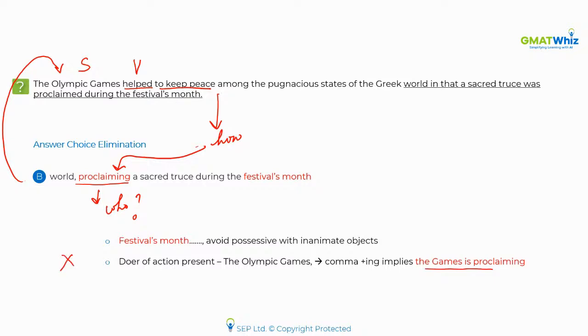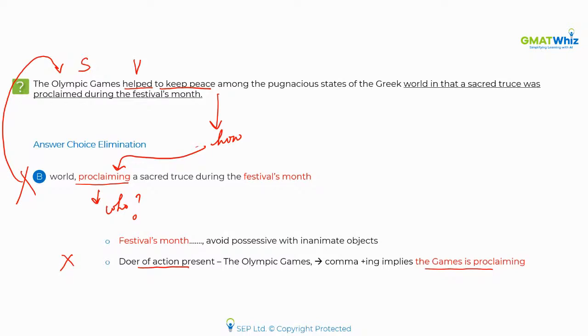So when you are checking for a comma plus ing modifier after a clause, check if you have a doer of action. If you have a doer of action, then the comma plus ing has to make sense not only with the verb but also with the doer of the action. Otherwise, it is considered incorrect. B is incorrect, guys. All right. Is this clear? Do let me know if this is clear, guys.